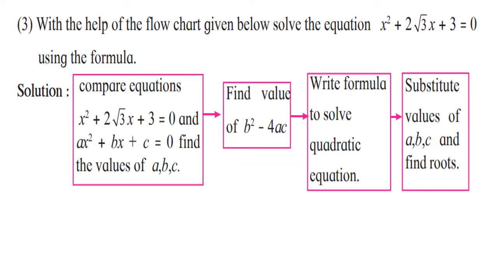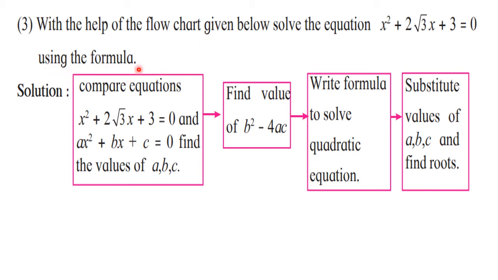So the third question is in the form of activity. You know that question number 2a and question number 3a, they are activity based questions. So here the question is given in the form of activity. A flow chart is given and you need to follow the instructions given in the flow chart and complete it. Okay. So let us see the question. With the help of the flow chart given below, solve the equation x square plus 2 root 3x plus 3 is equal to 0 using formula.